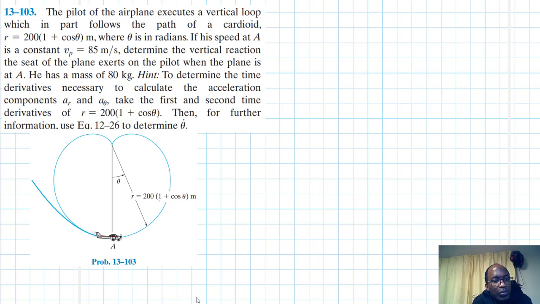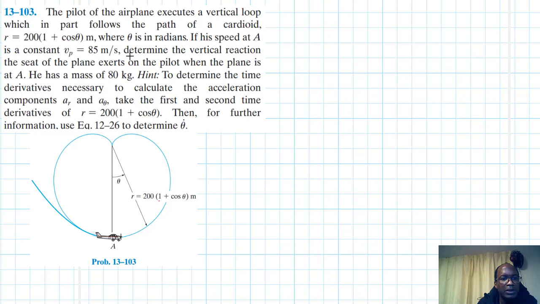This problem is coming from Engineering Mechanics Dynamics, 14th edition, by R.C. Hibbeler. I will not read the whole problem, so you can read it on your own. I'll just go to the important points.